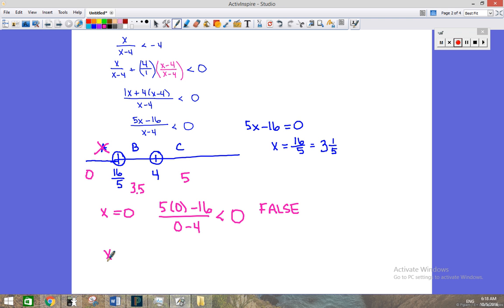What if I plug in 3.5? Is my ratio going to be positive? 5 times 3.5 minus 16 over 3.5 minus 4. Now this looks like it's going to be negative.